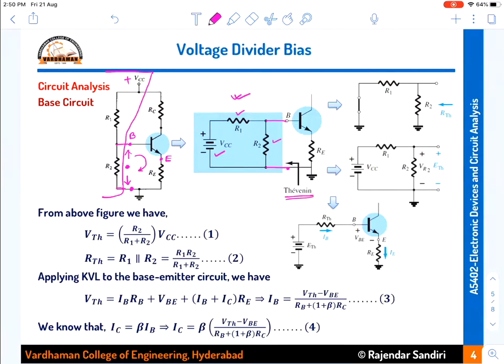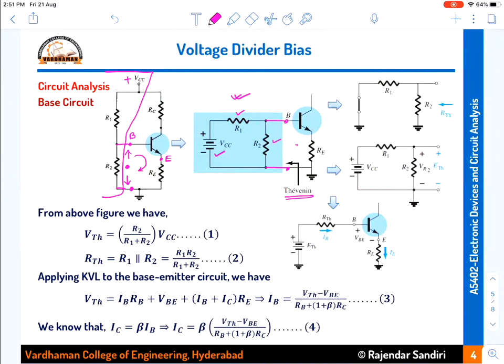We will apply Thevenin's theorem to this circuit so that we get the Thevenin voltage and Thevenin resistance. The entire circuit is replaced by a voltage source in series with a resistance: V Thevenin and R Thevenin. To apply Thevenin's theorem, we have to short circuit the voltage source and calculate the equivalent resistance seen from the open-circuited terminals, which are between base and ground.